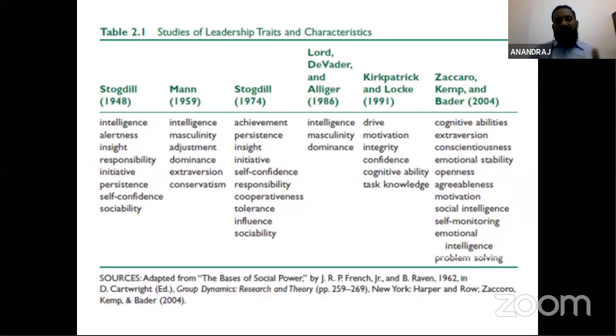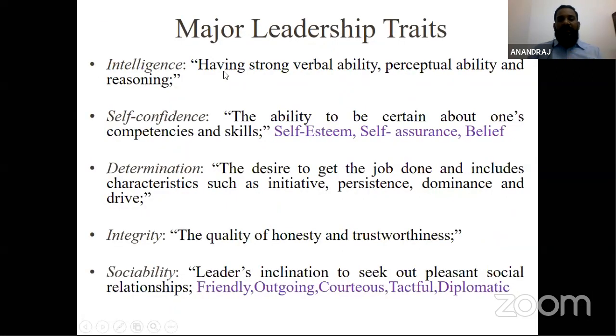In the next slide, you will see there are 5 different traits that help a leader become a leader. They are intelligence, self-confidence, determination, integrity, and sociability. These are the 5 major traits that each and every leader is supposed to have. They were taken from the various great men theories and shortlisted.